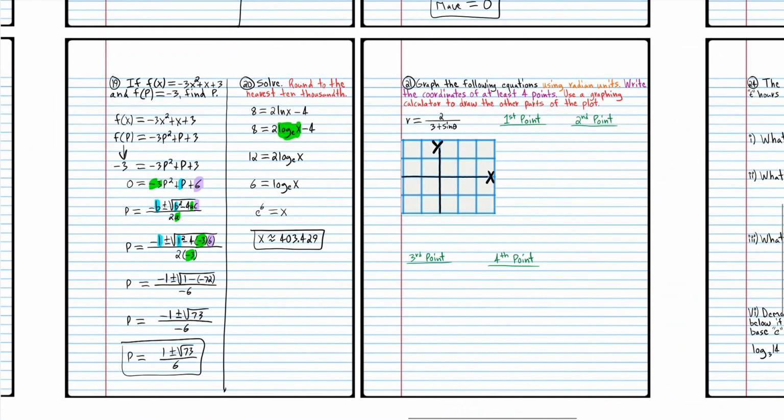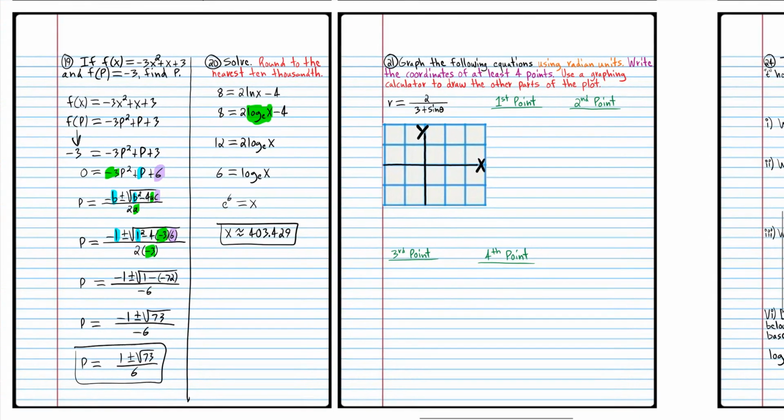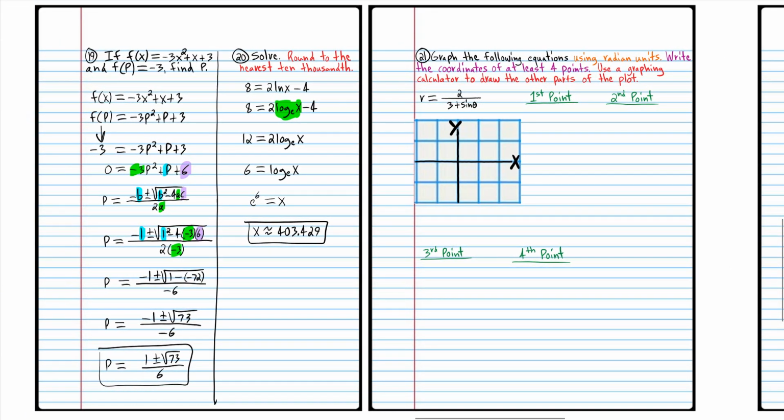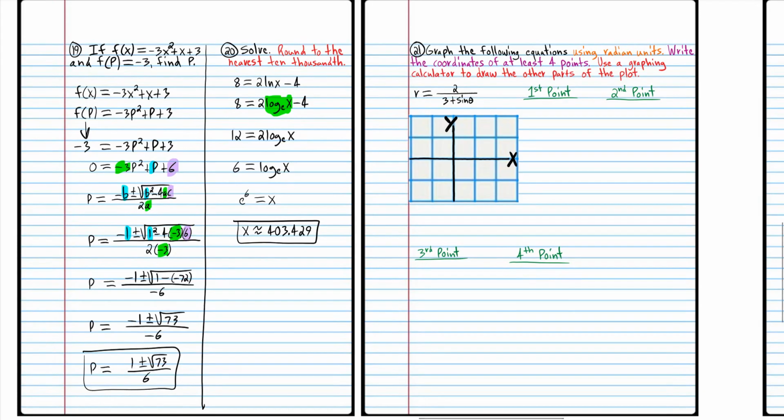All right, go ahead and try number 21. Be aware that we need to use radian units for number 21. That's the whole point of that problem. You have to use radian units. So make sure that your calculator is in radian mode. Press the mode button and go ahead and try number 21.